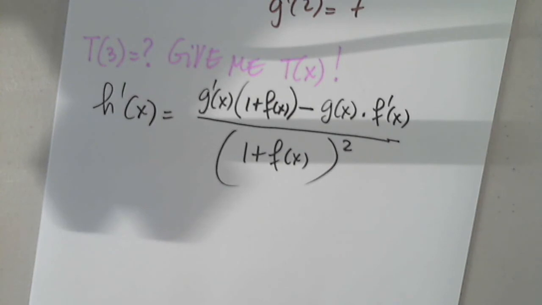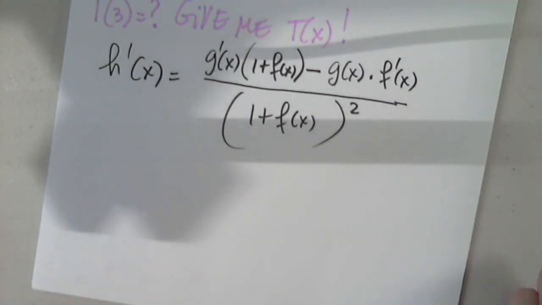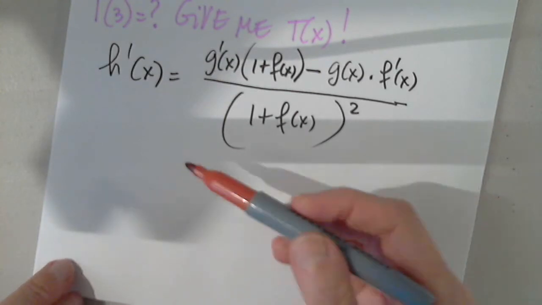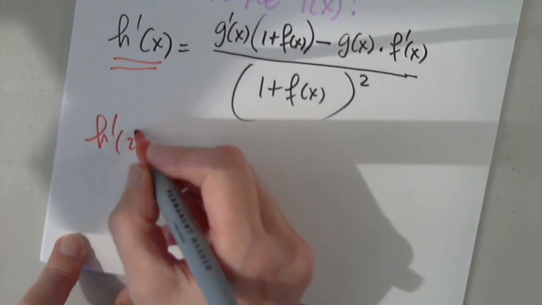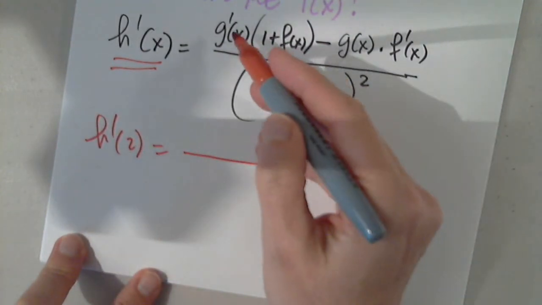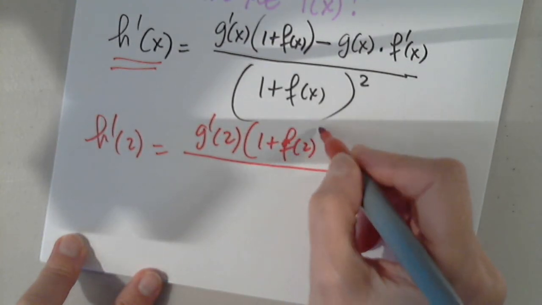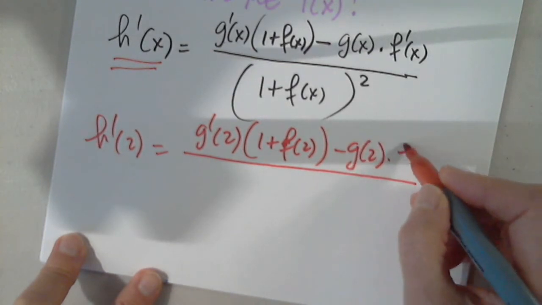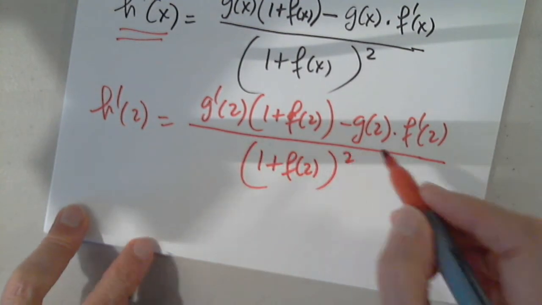Now you can say, I see. Now I have the function. Now you can plug in 2. You can say, but you don't really have the function. Oh, I do. It's given indirectly. I wasn't given g of x or f of x, but now I have an expression for h prime. And now I can find h prime of 2. It is g prime of 2 times 1 plus f of 2, minus g of 2 times f prime of 2, over 1 plus f of 2, everything squared.